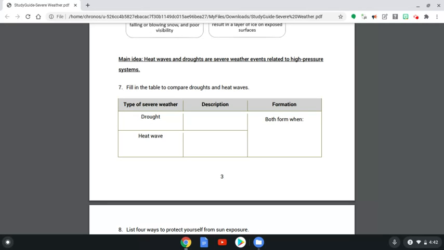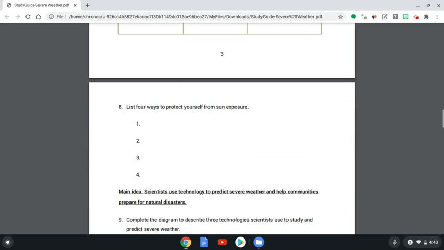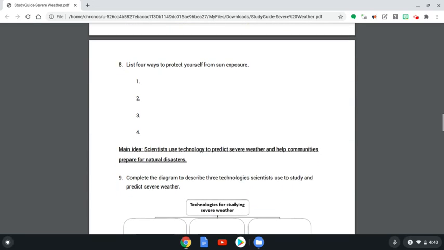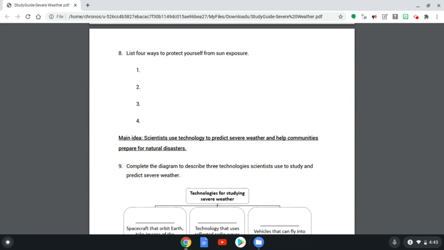Both of these form when a high pressure system remains in an area for an extended period of time. We have experienced drought in North Carolina, but right now we are not in a drought situation, and we are actually in a surplus of water for the year.